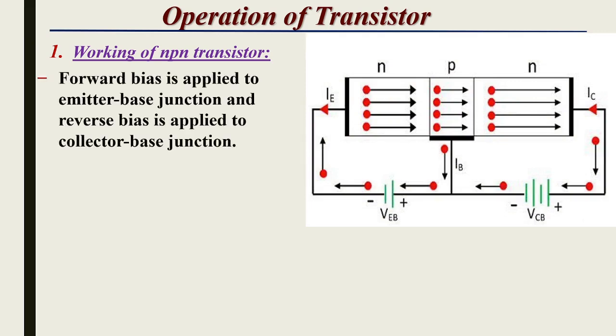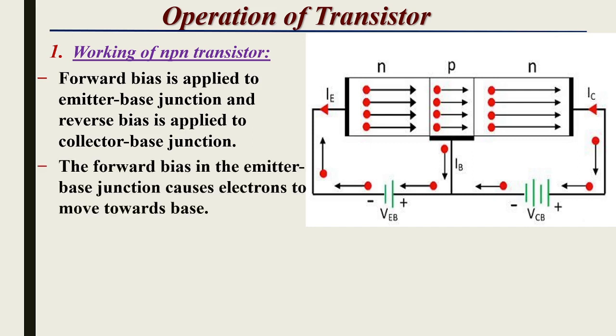Here forward bias is applied to the emitter base junction. The N type is connected to the negative and the positive base is connected to the positive terminal of the source. Reverse bias is applied to the collector base junction. That means the N type collector is connected to the positive terminal of the battery, and the base, the P type, is connected to the negative terminal of the battery. In this way we have applied forward bias to the emitter base junction and reverse bias to the collector base junction.